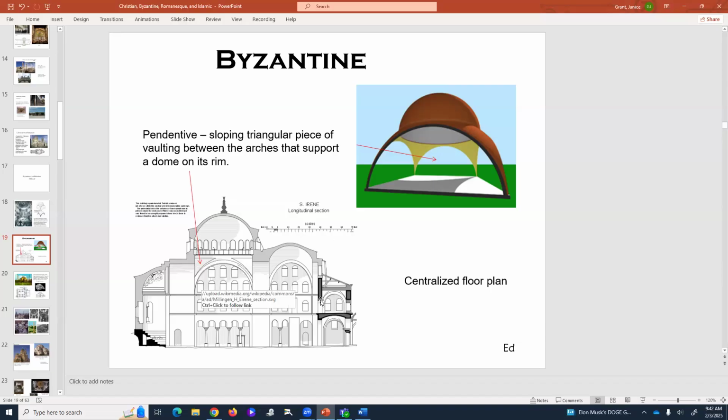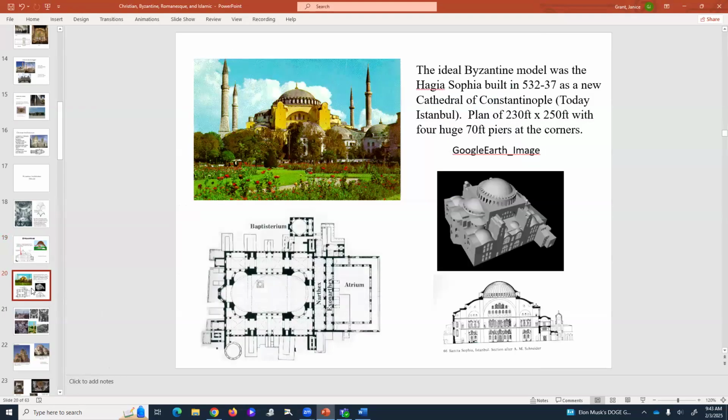So here's a section view showing those domes and how the weight of the dome comes down right at the intersection of these openings, bringing those forces down into the columns. This is one of the best examples of this, and the Hagia Sophia was built around 532-37 as the new cathedral of Constantinople. Today it is Istanbul, right?